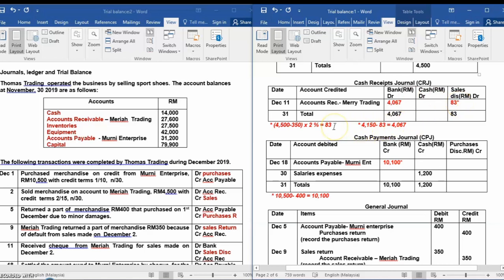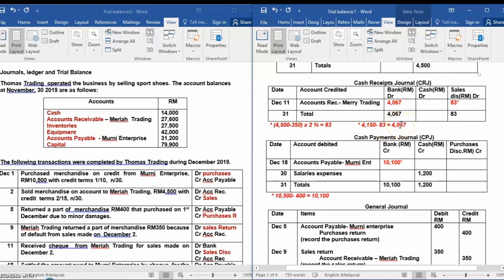So we have to calculate the sales discount: sales on credit 4,500 less 350 sales return, times 2%, and you'll get 83 for sales discount. So how to get bank? The calculation for bank is 4,150 less 83, and you get this amount.